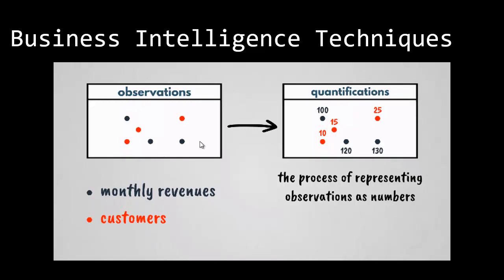In this case, we have monthly revenue and customers. We start adding numbers to it. Well, we got 10 customers here, 15 customers here, 25. And so the process of representing observations as numbers is called quantification. Can you do both of those at the same time? Possibly you can, but it really is a two-step process if you think about it. Okay, we get the information, then we analyze it a little bit more and quantify it based on what truly is going on. All right, don't make that too hard.